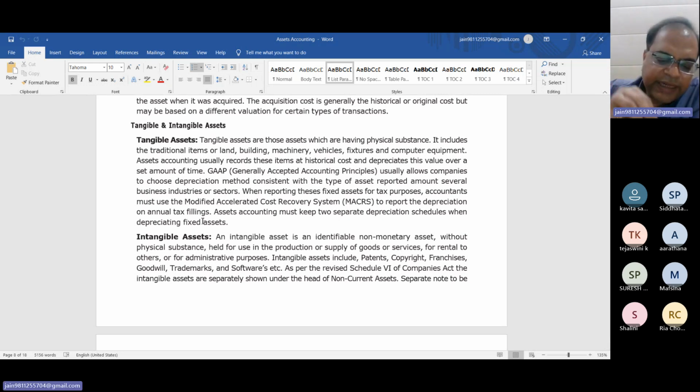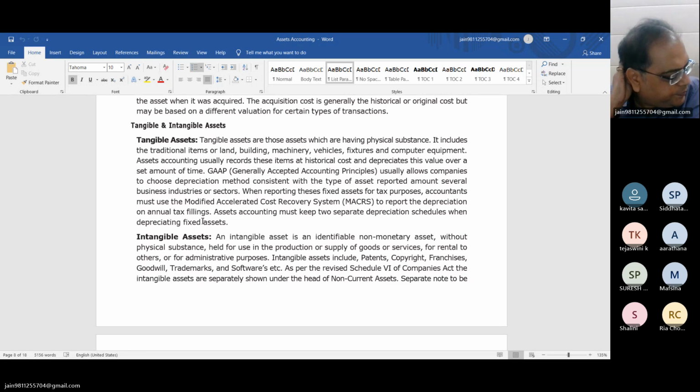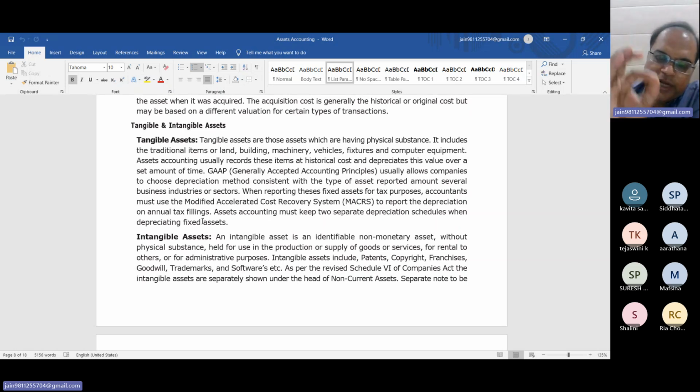But as per the Income Tax Act, Section 32 on depreciation says that depreciation will be charged on tangible as well as intangible assets. But as per accounting, depreciation is charged only on tangible assets. In accounting, you can use any method to calculate the depreciation according to the industry.